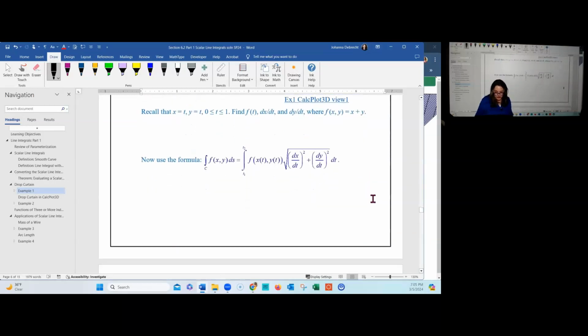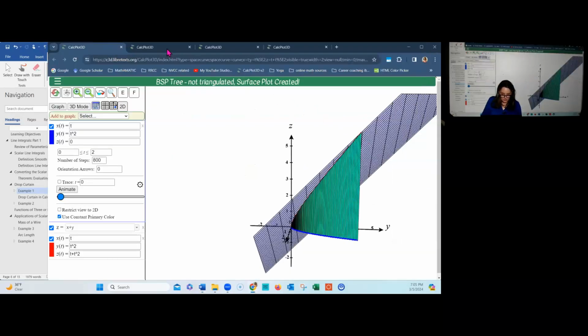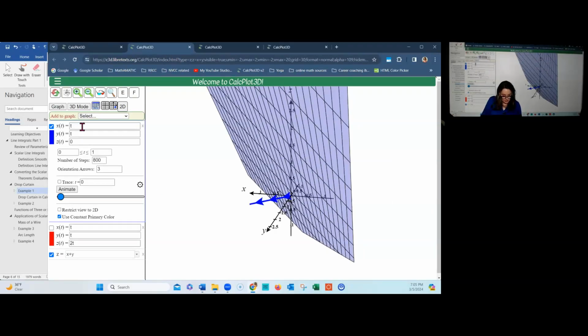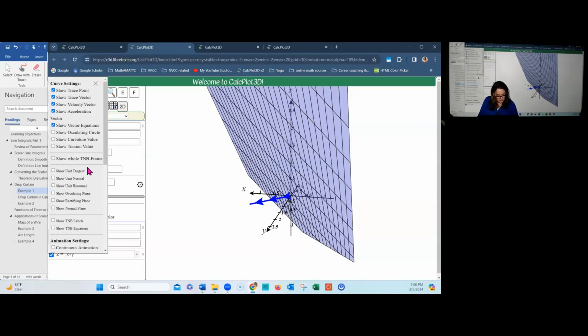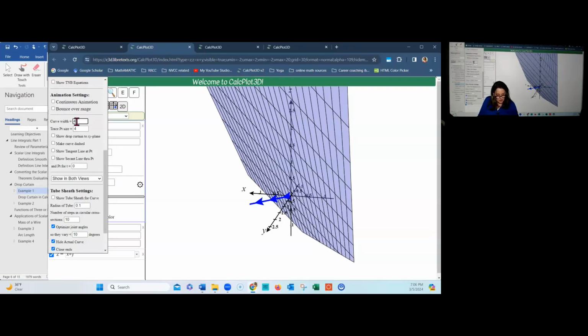Let's recall that for this particular problem, we have x equal to t, y equal to t, and t between 0 and 1. Let's go ahead and take a quick look at what this looks like on CalcPlot 3D, and I'll show you what we've graphed so far. In this case, you can see up here that I've defined my curve in the plane as x equals t, y equals t, z equals 0 for t between 0 and 1. I chose to use a solid color, and I increased the thickness of the curve to a 4. You can find these by clicking on the gear symbol. When you scroll down, there's a box that says curve width. I changed mine to 4.